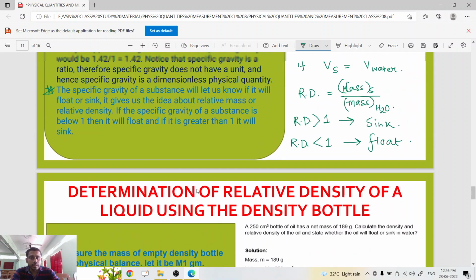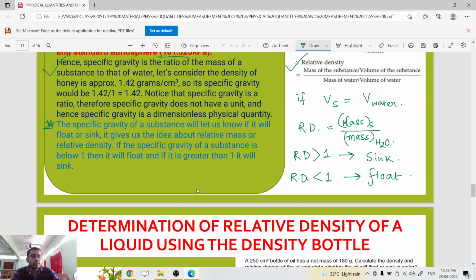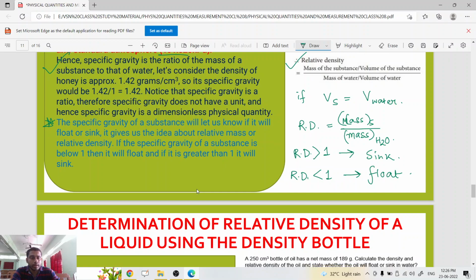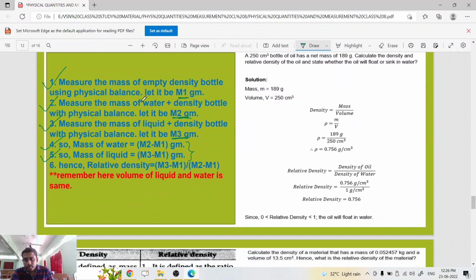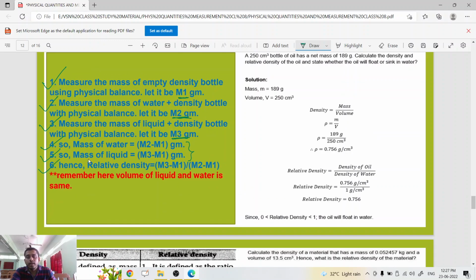In the previous slide I told you that if the volume is the same, then RD is equal to the ratio of the mass of the substance to the mass of water. So you just put it in and find the relative density. Relative density is equal to m3 minus m1 divided by m2 minus m1. Remember that the volume of liquid and water is the same, that's why we use the relation m3 minus m1 divided by m2 minus m1.